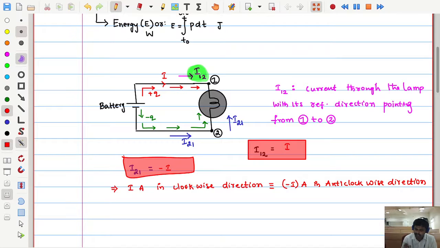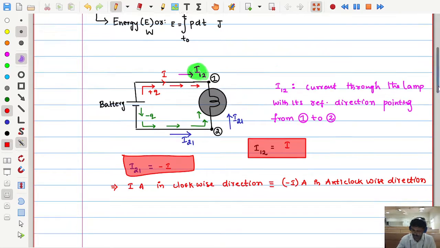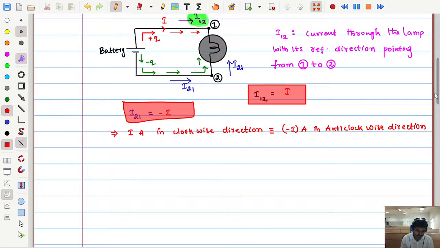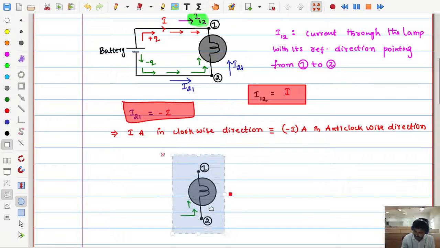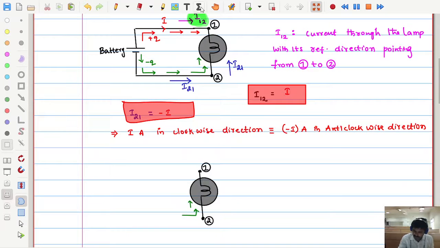So this is the current direction, and let me take, in a similar way, the voltage polarity. Let us take the same bulb here. Let me take a copy of this bulb, paste it here, and see this.